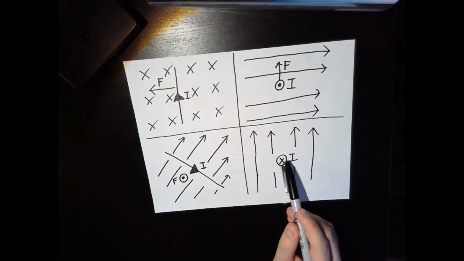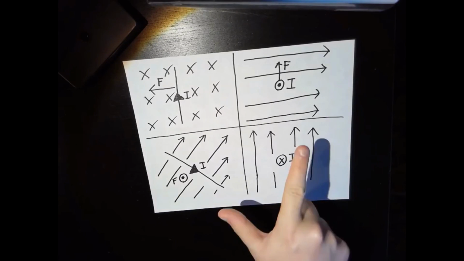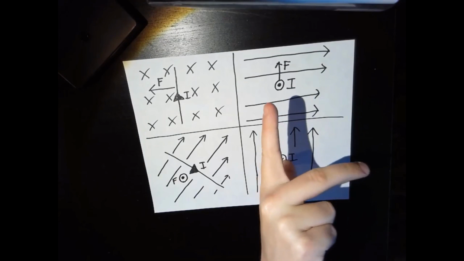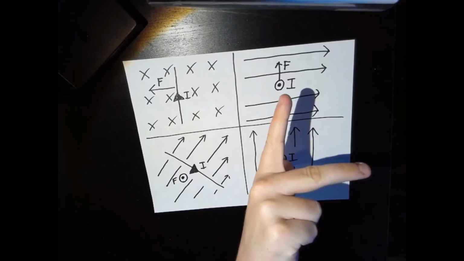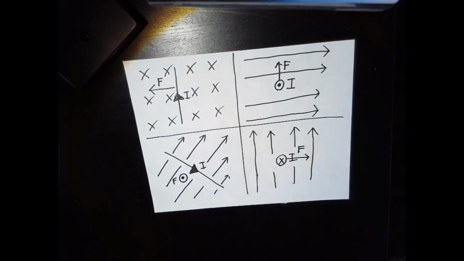Finally, we have a current going into the page and a magnetic field pointing straight up. So magnetic field with my pointer finger, thumb pointing straight into the page like that, and I can see that my middle finger is pointing to the right. So that would be the direction of the force on that current carrying wire.